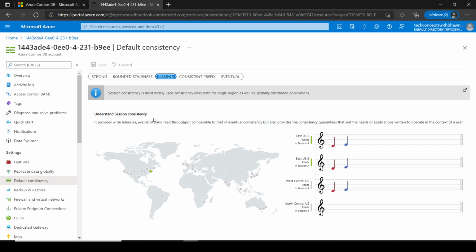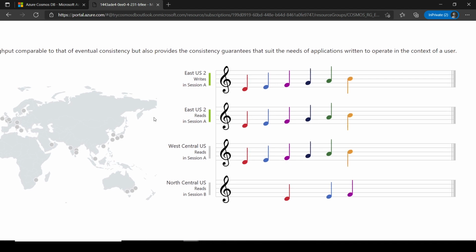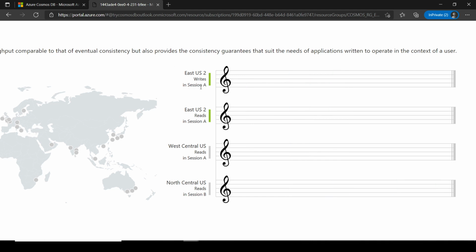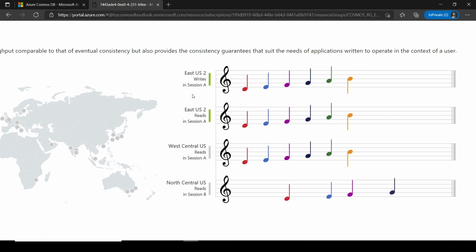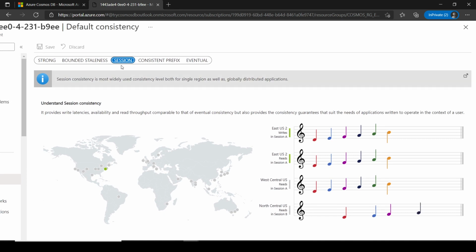And the default one is session. When you talk about session, again I'll zoom in for you. It is basically a session level property. If I'm writing in the East US 2 region in a session A, anybody in any region who tries to read from that session will see the same order of the data, and they can see it at the same time. But the moment a person changes the session, if the person is reading in session B, then in that case the person will see the lag. The person will see the data after a certain number of milliseconds. So that is called your session level consistency.